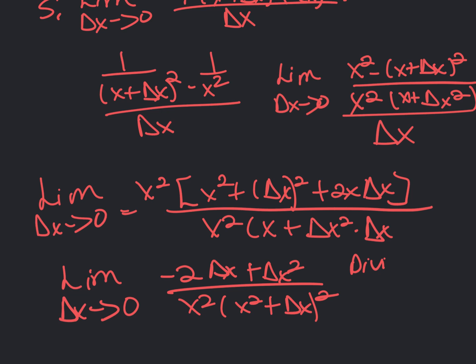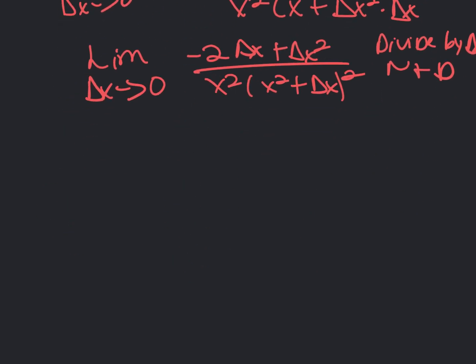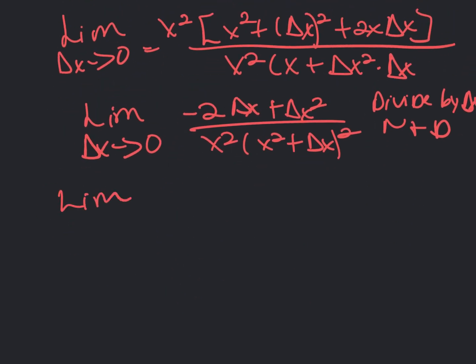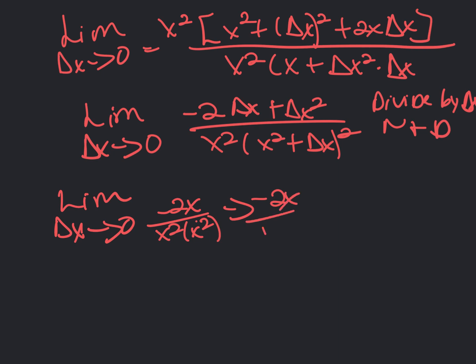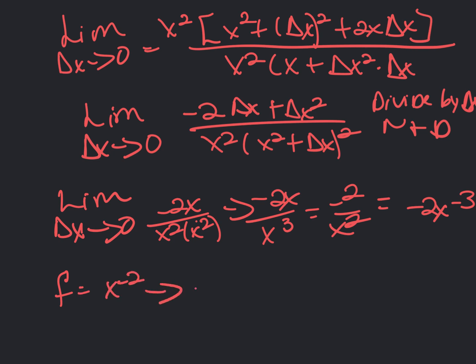We're going to divide by delta x, the numerator and denominator, which gives the limit as delta x goes to 0 equals negative 2x over x squared times x squared, negative 2x over x cubed, equals negative 2 over x squared, which equals negative 2x to the negative third power. f prime equals negative 2x to the negative third. That will be your answer.